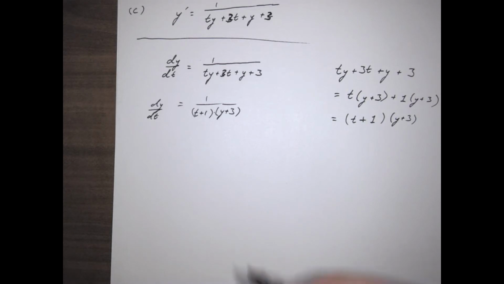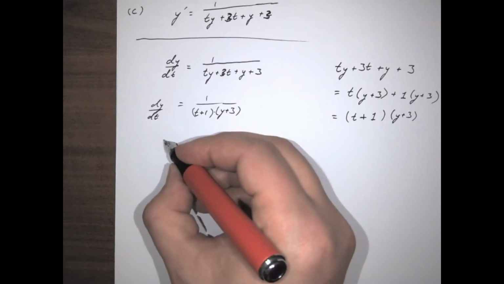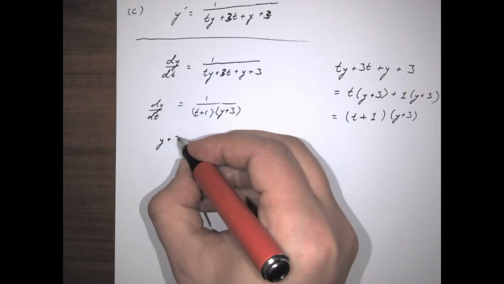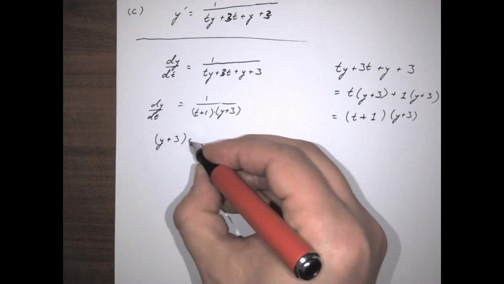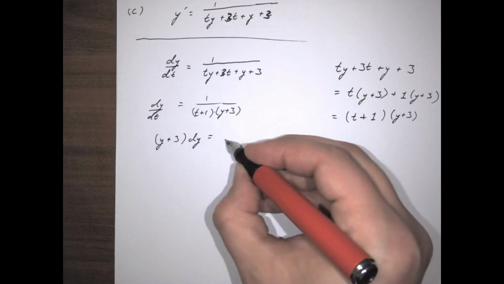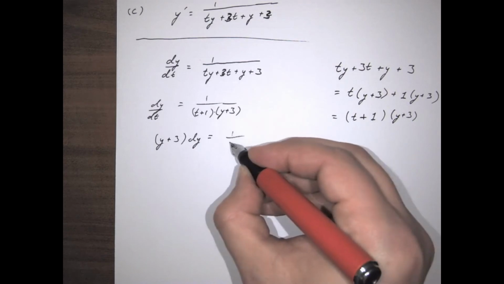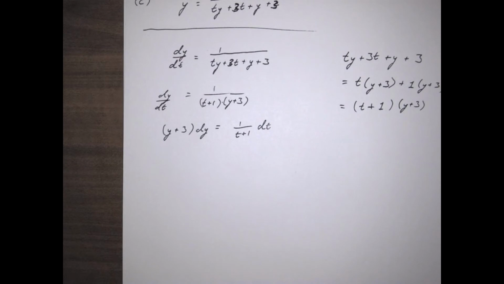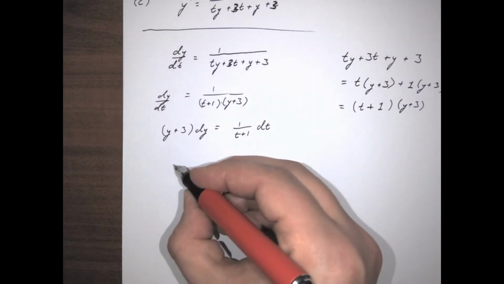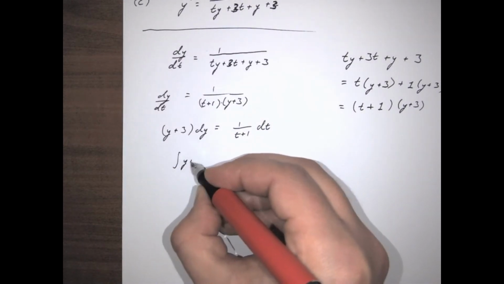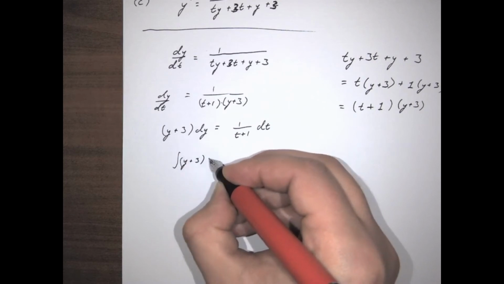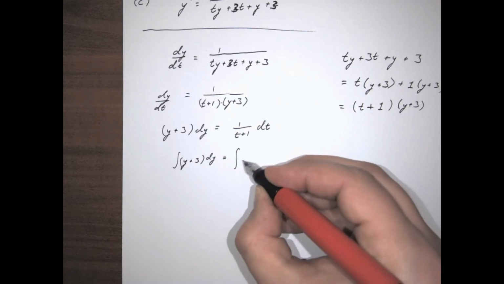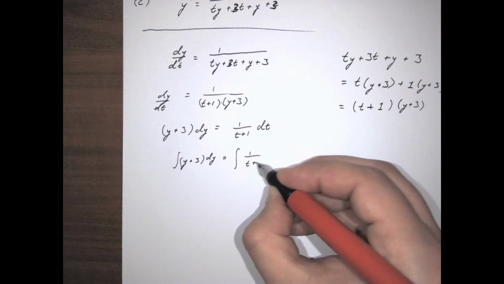Okay. So now I can multiply both sides by y plus 3, multiply both sides by dt, and I get y plus 3 dy equals 1 over t plus 1 dt. And this is now ripe for integration. So the integral of y plus 3 dy, and the integral of 1 over t plus 1 dt.